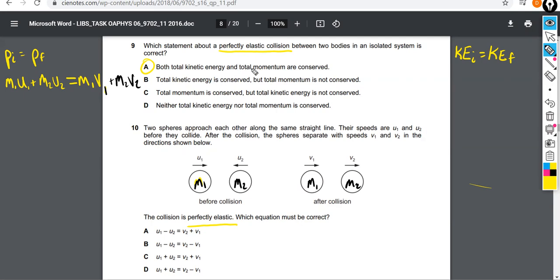In all collisions, momentum is conserved. So reading something like total momentum is not conserved, that's just wrong. It's always going to be wrong. Momentum is always conserved without exception for every interaction in the universe, in a closed system, in an isolated system. So a couple of qualifying terms. By definition, a perfectly elastic collision is one where the kinetic energy is also conserved. Now there's a consequence of that idea that will help us solve question 10, and we're going to work through it right now. Let's go ahead and do that.